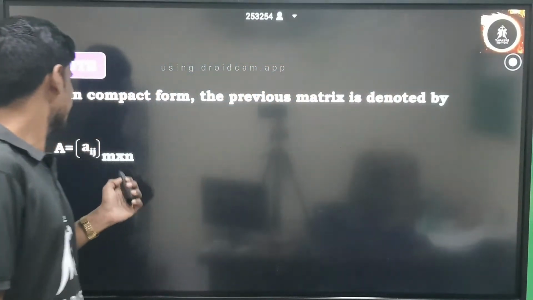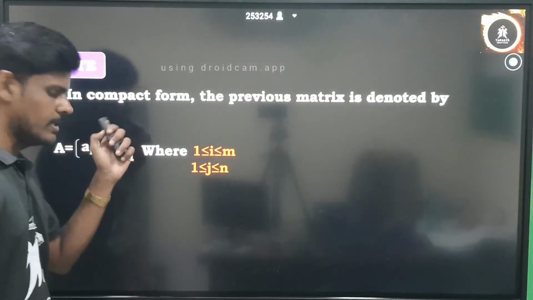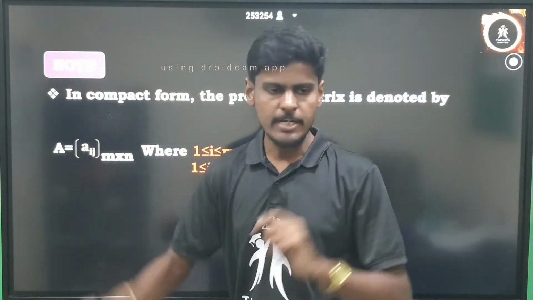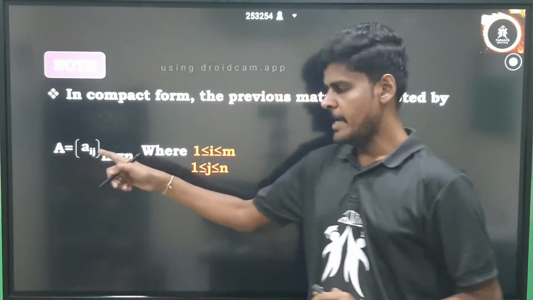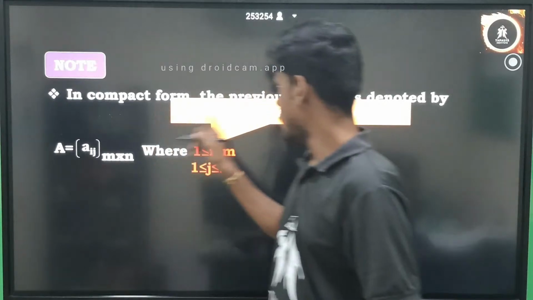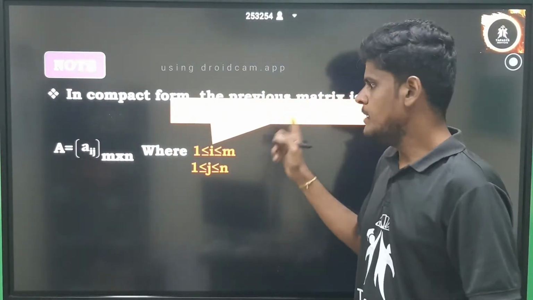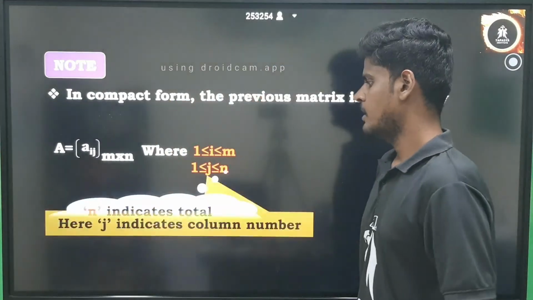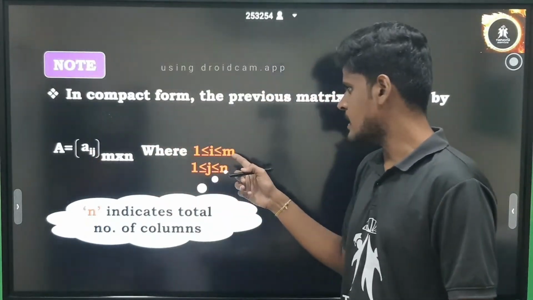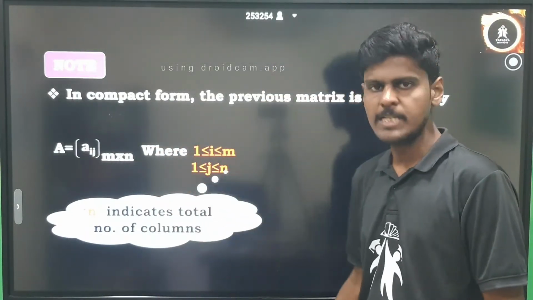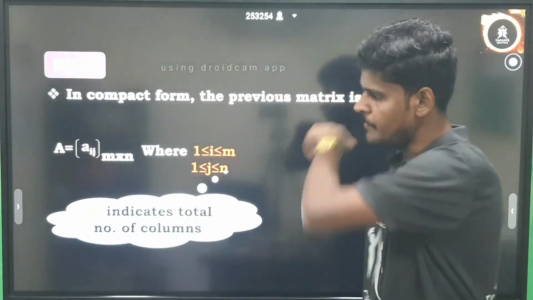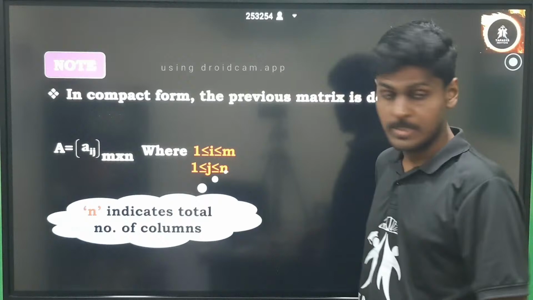That means a1,1 is the element in first row, first column. a1,2 means first row, second column. a1,3, first row, third column. Similarly, we can form other elements. And remember, this number i and j cannot exceed the row number and column number, because the matrix only has m rows and n columns. We can't go beyond that. There won't be any element outside this.